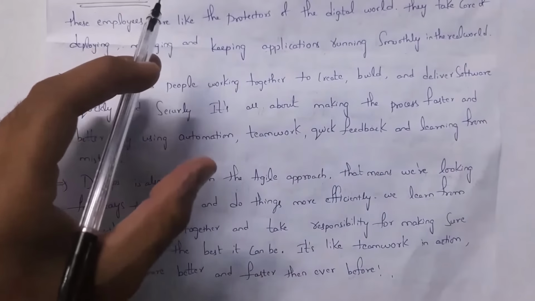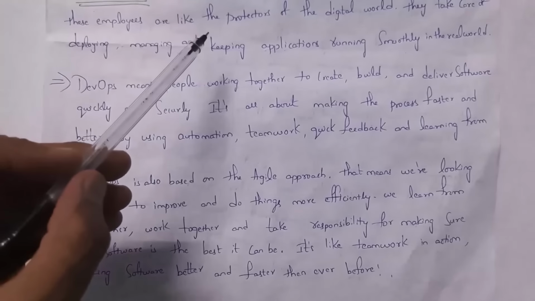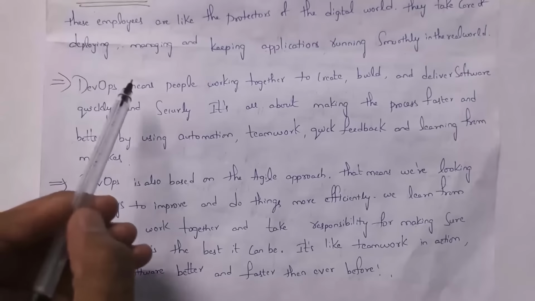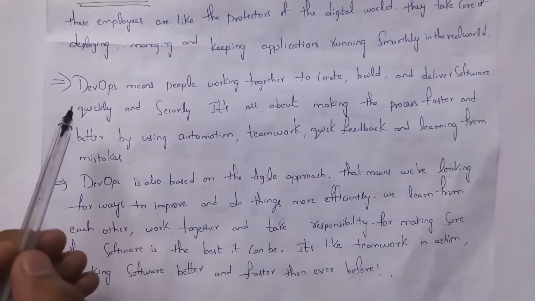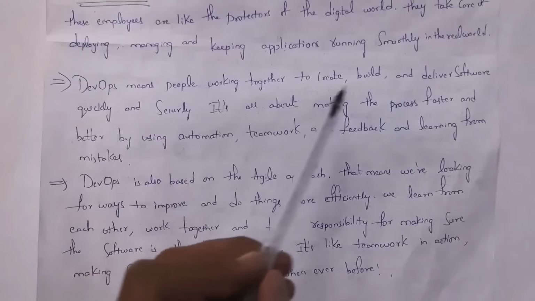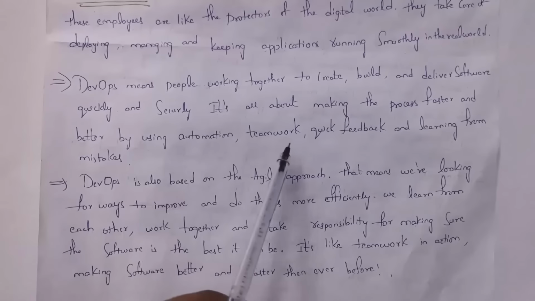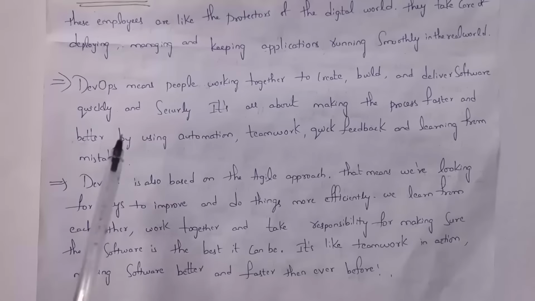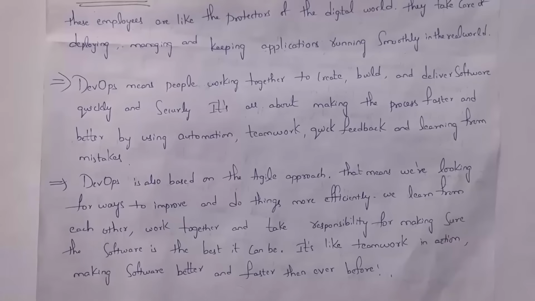So in DevOps, the development team and operations team work together in order to create, build and deliver applications. So DevOps means people working together to create, build and deliver software quickly and securely. It's all about making the process faster and better by using automation, teamwork, quick feedback and learning from mistakes. In DevOps, in order to create, build and deploy the application, the DevOps team will use various automation tools so they can complete work faster and better.